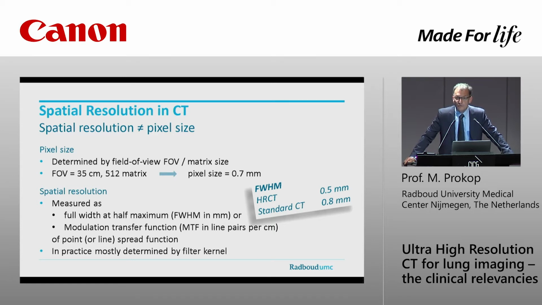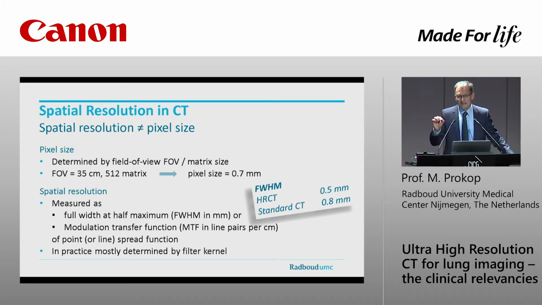If you do that, you get numbers that are much larger than the numbers usually provided by our vendors, because our vendors want to show you that you have a resolution of 0.3, 0.15 millimeters, but the full width at half maximum is much larger, in the range of 0.8 to 0.9 millimeters for many normal body applications. Here in HRCT, we can bring it down to 0.5 if you have a high resolution kernel. And in practice, spatial resolution in our conventional scanners is mostly determined by the filter kernel.